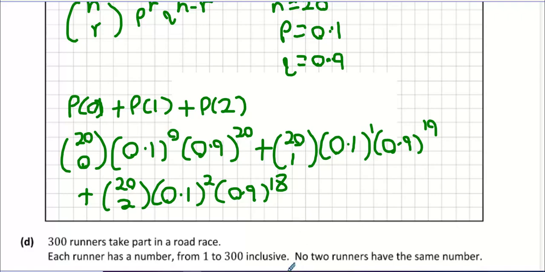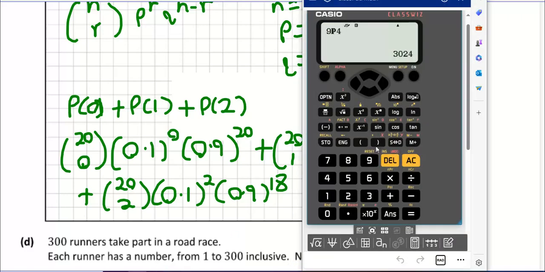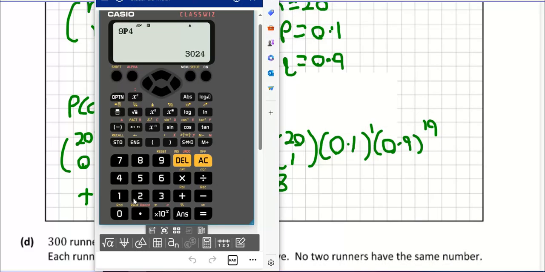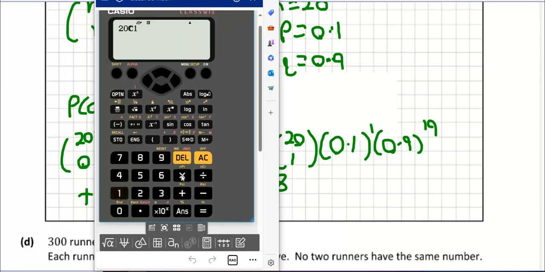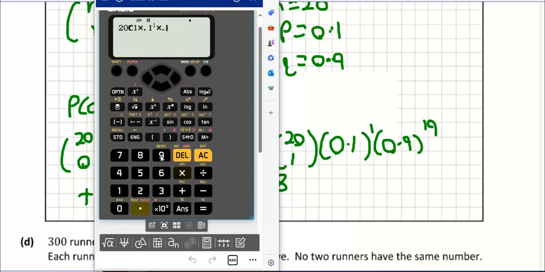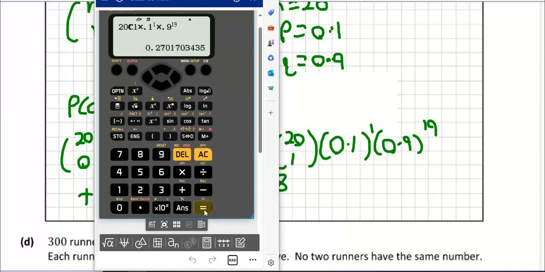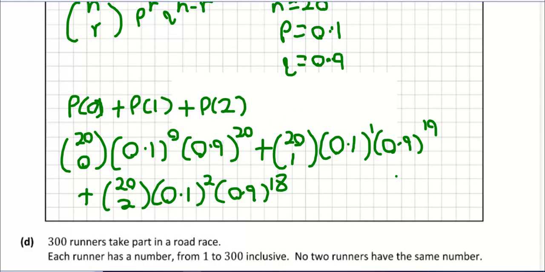Now, each one of these you can enter in your calculator. So I'll enter the second one as an example. So 20C1 multiplied by 0.1 to the power of 1 and then 0.9 to the power of 19, and I'll get an answer of 0.27017.